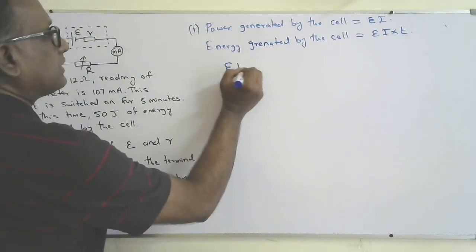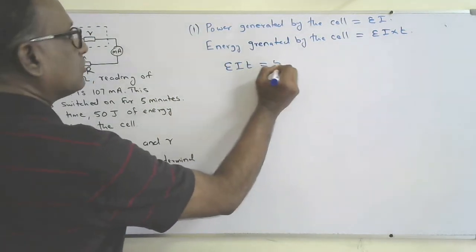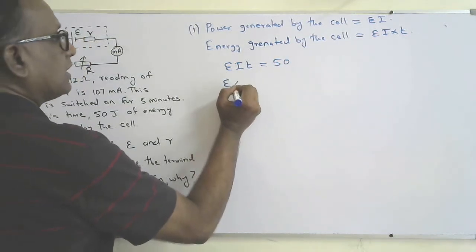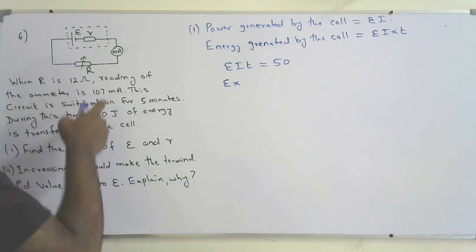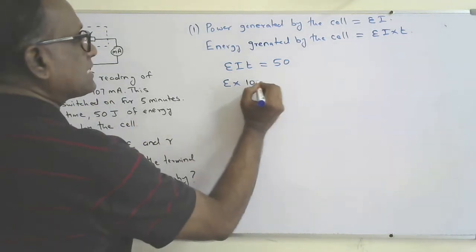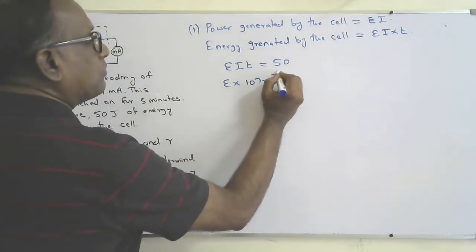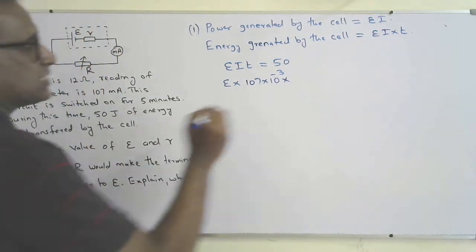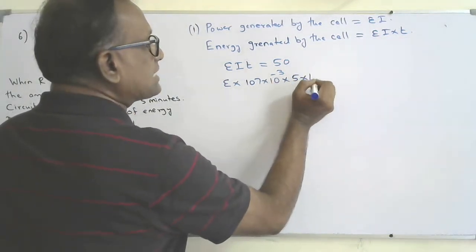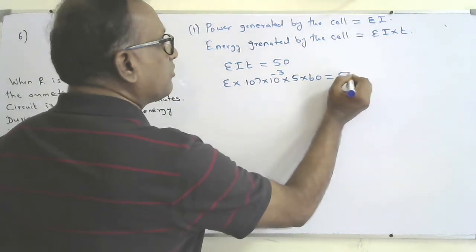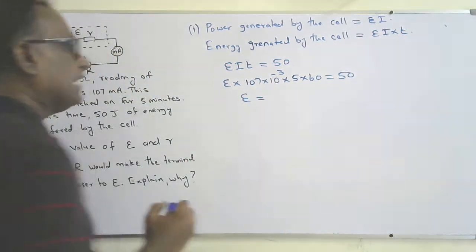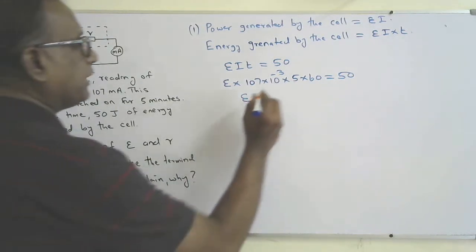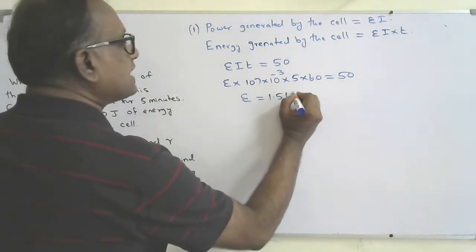So I can say EMF I into t is equal to 50 joules. EMF I need to find. Current I know, 107 milliamperes. So 107 into 10 to the power minus 3 amperes into time, which is 5 minutes, so 5 into 60, that is 300, equal to 50. Find the EMF. So that will be 1.56 volt.